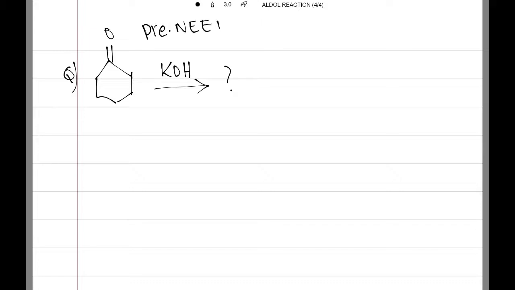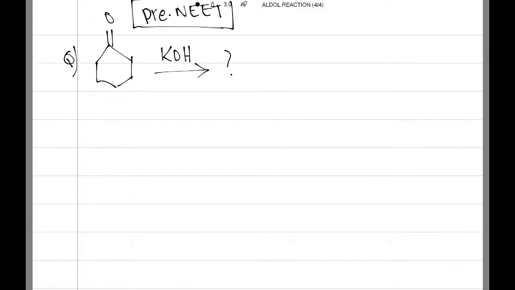Right, cyclohexanone I am taking here. Next question: cyclohexanone on reaction with KOH. What is the product of the reaction? This is a previous NEET question. Very easy questions will be asked. If you understood the mechanism, it is very easy to write the product. So we will write the mechanism.